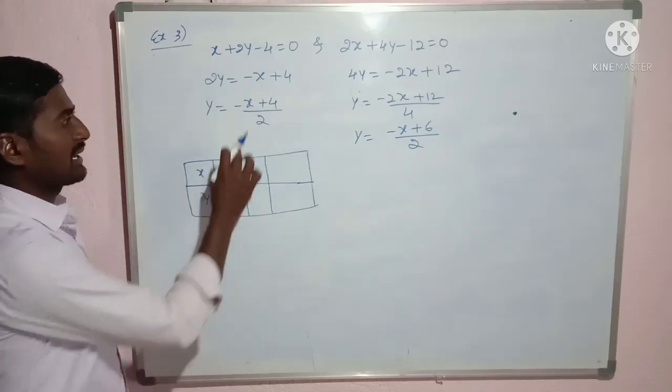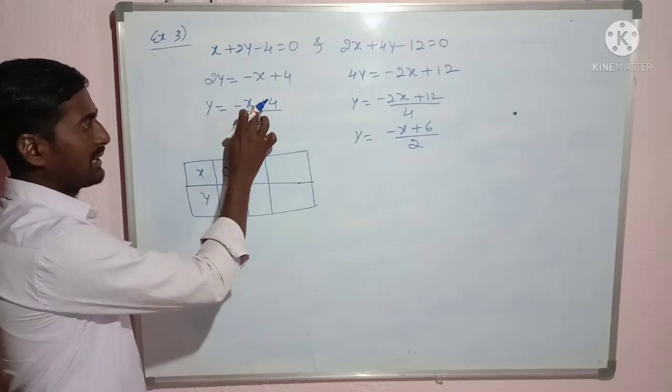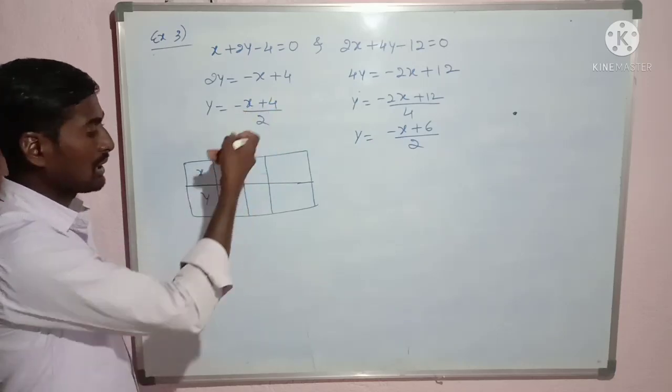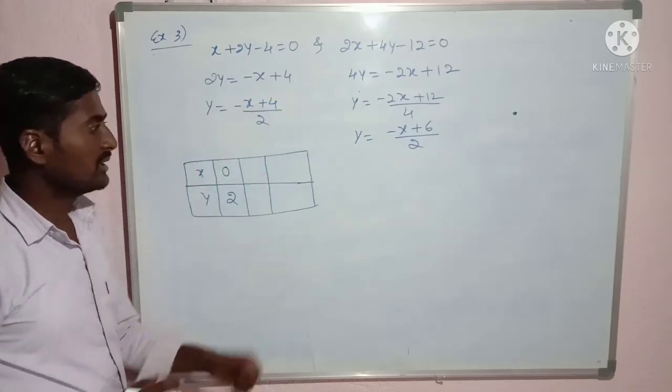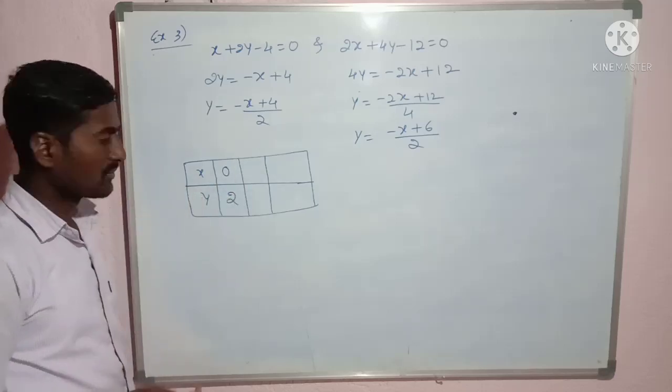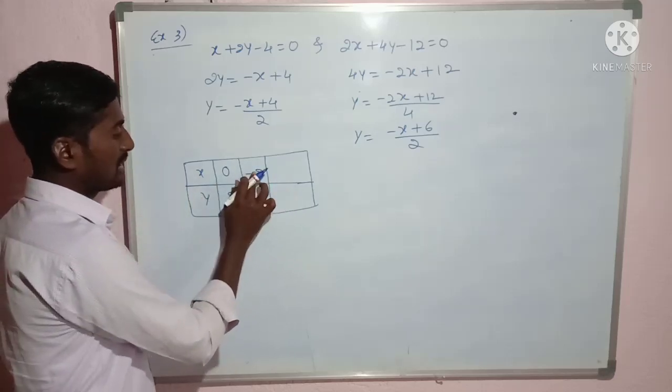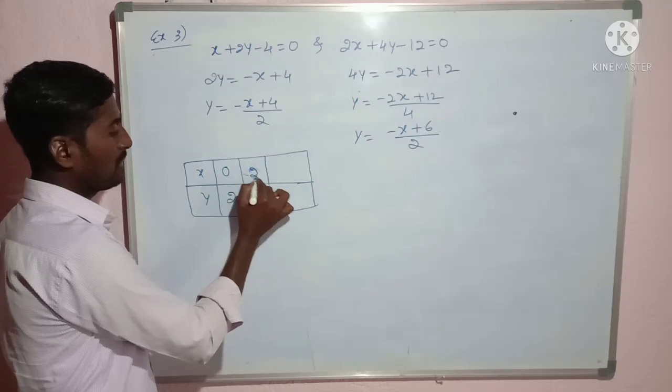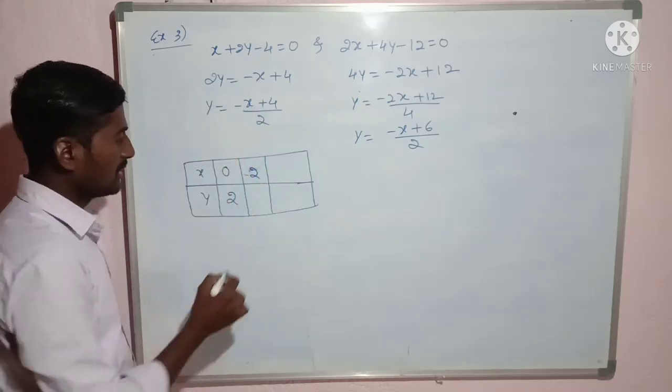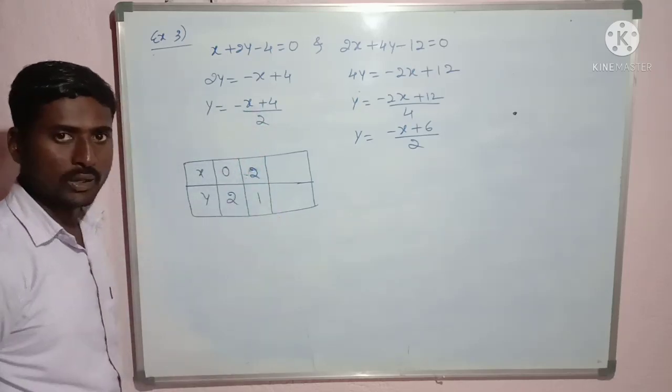So now here I will take x equal to minus 2. Minus 2 plus 4, that is 2. 2 divided by 2, we are getting it as 1. So you can take any value of x. I can take here 2 only, and 2 will become minus 2. So you are getting the value of y as 1.